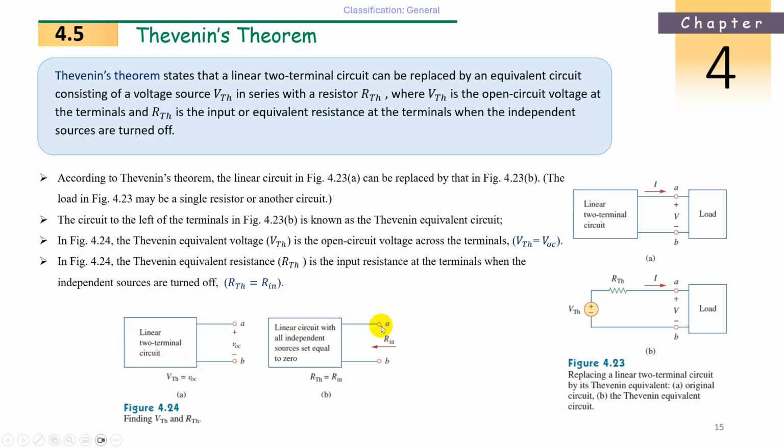Now for the same circuit at terminals A and B, looking from the right side, solve the complete circuit by switching off the independent sources. Voltage source short circuit, current source open circuit. Then you will get some equivalent resistance between A and B. That is nothing but R input, that is R Thevenin's. So like this you have to calculate.